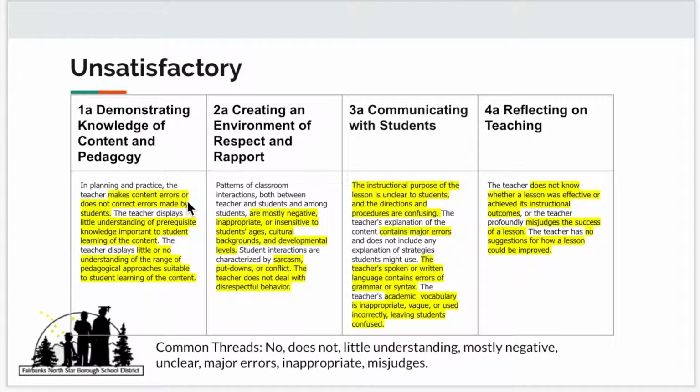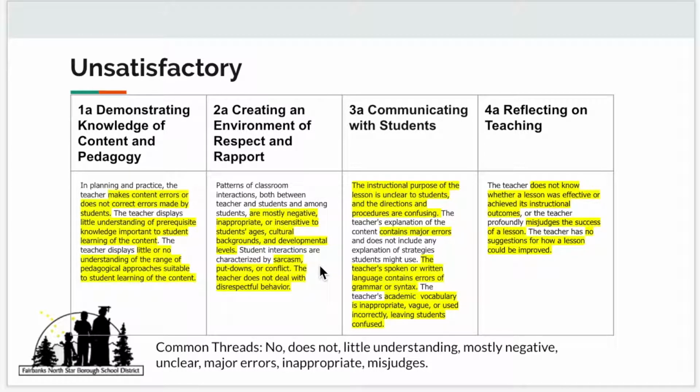Here are some examples of what unsatisfactory language looks like. The teacher makes content errors or doesn't correct errors made by students, and doesn't understand how students learn. The interactions in the classroom are mostly negative, inappropriate, or insensitive to the students' ages, cultural backgrounds, and developmental skills.